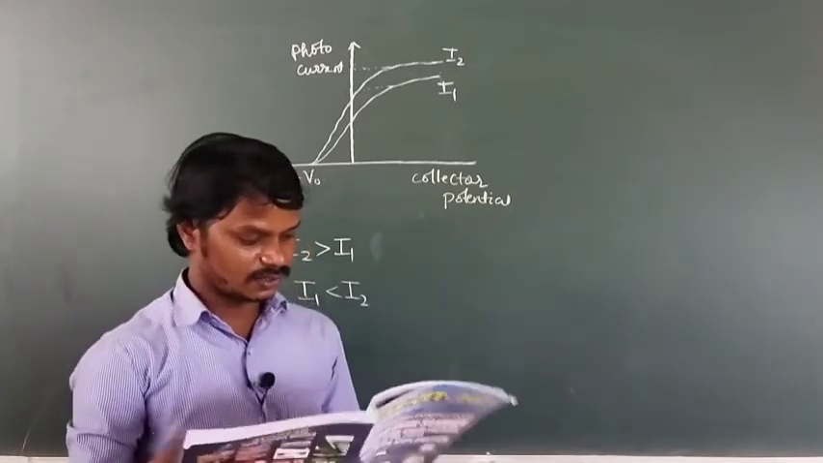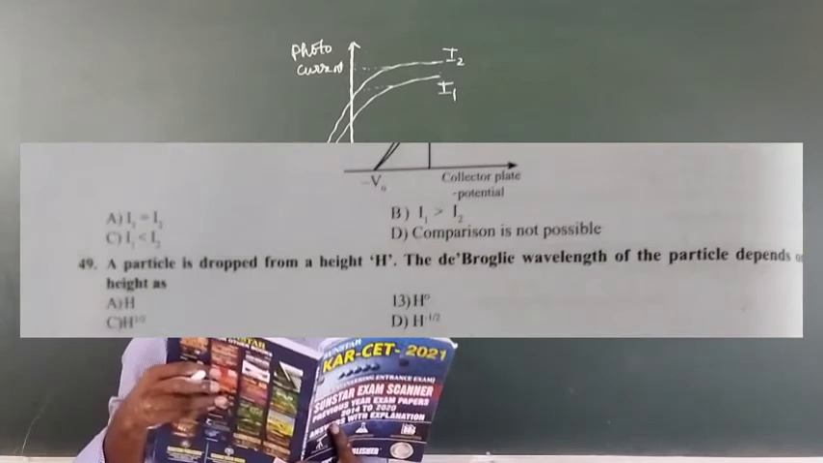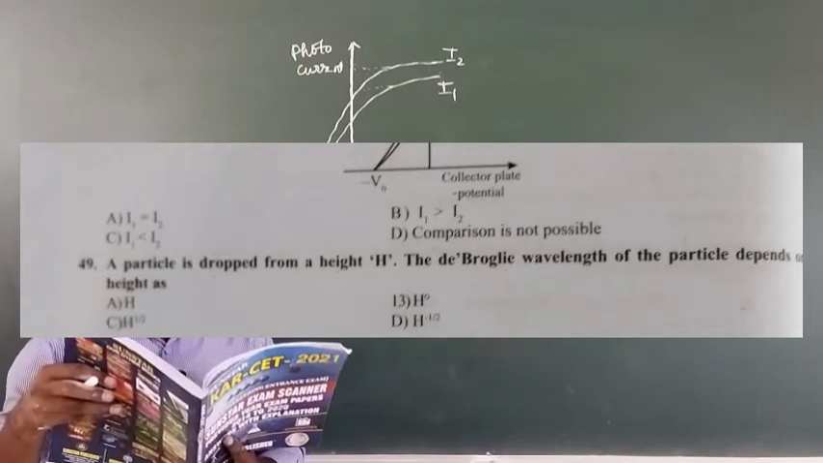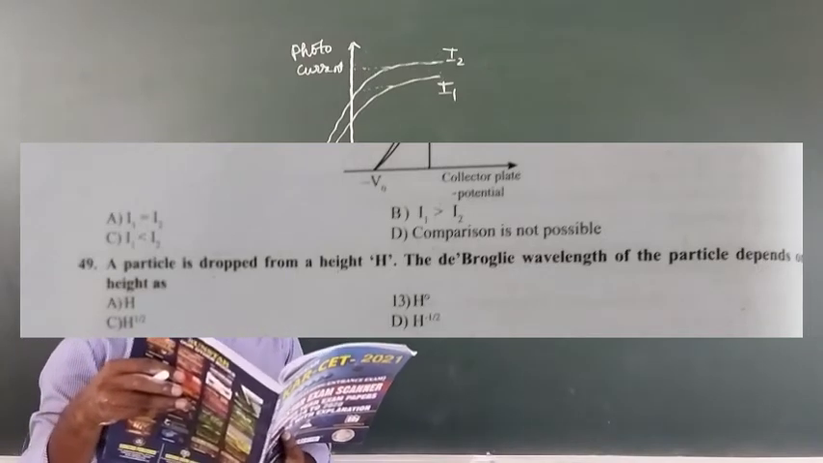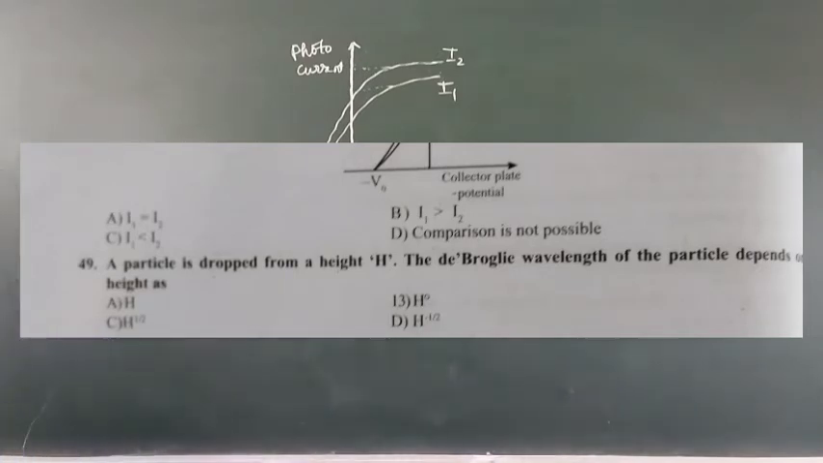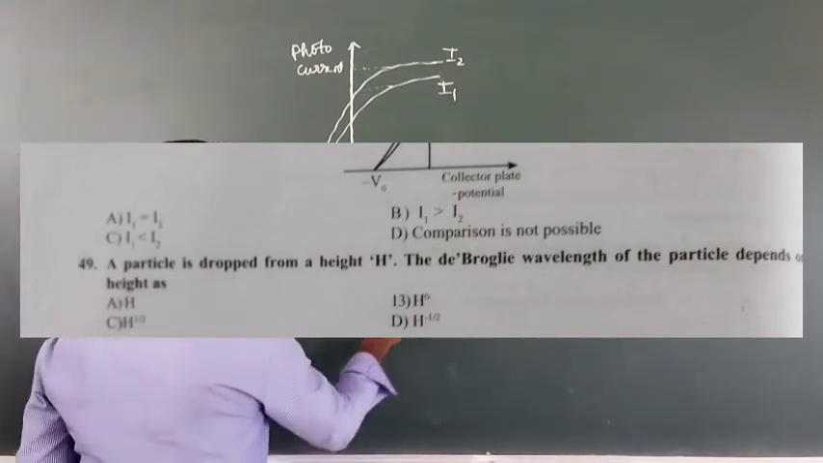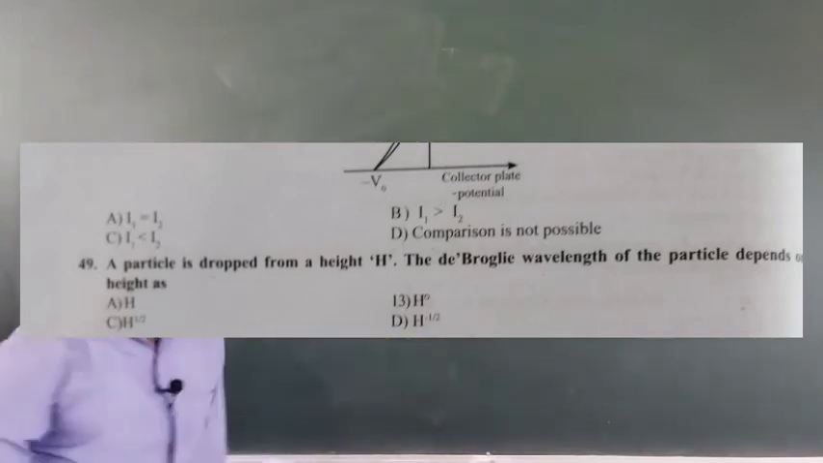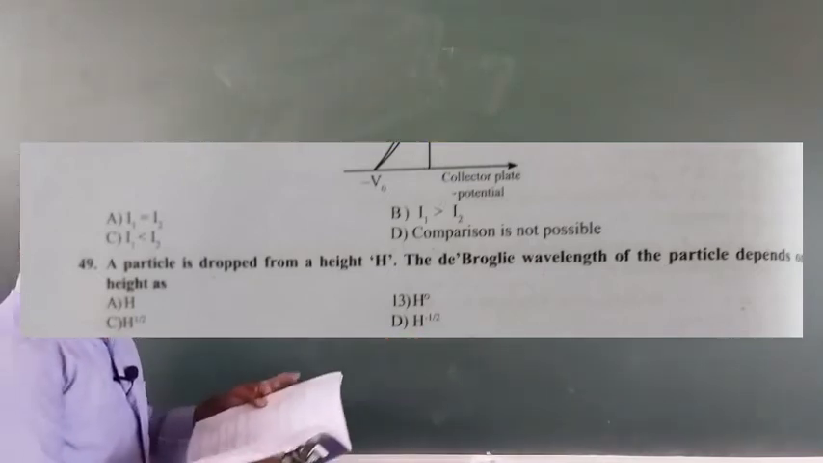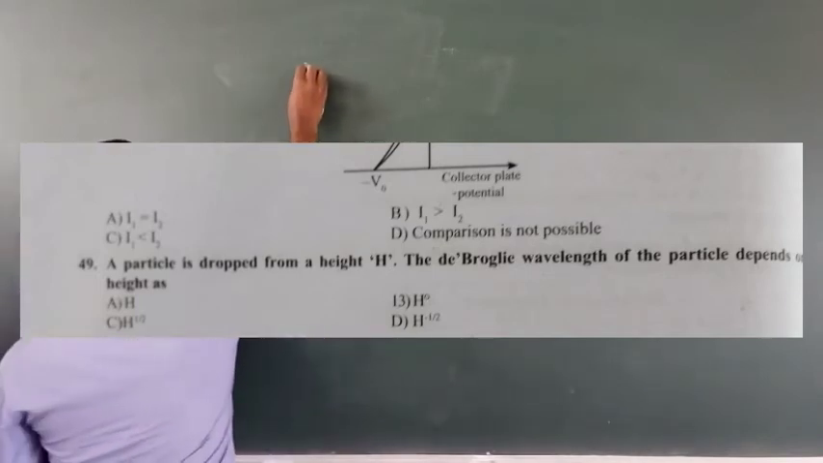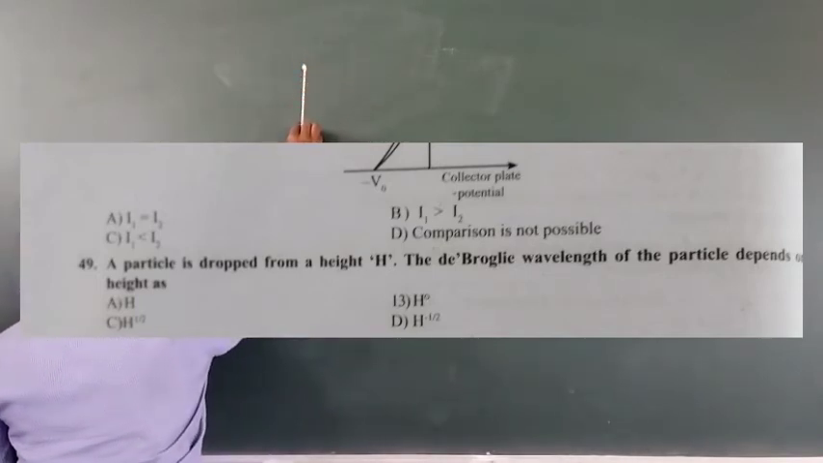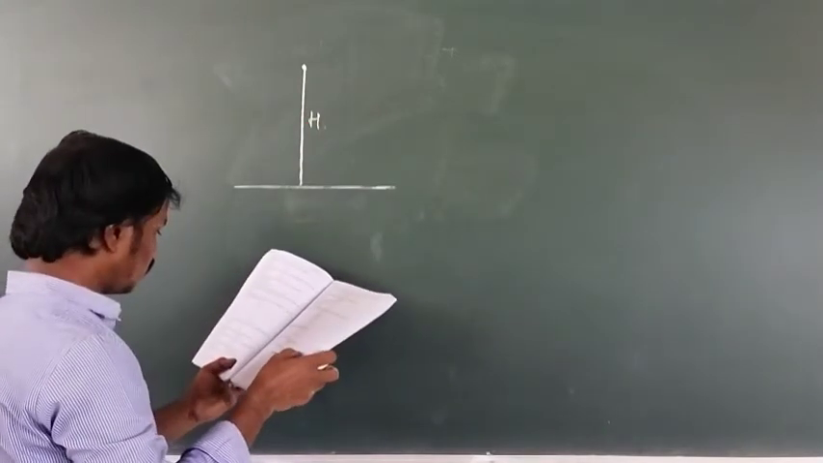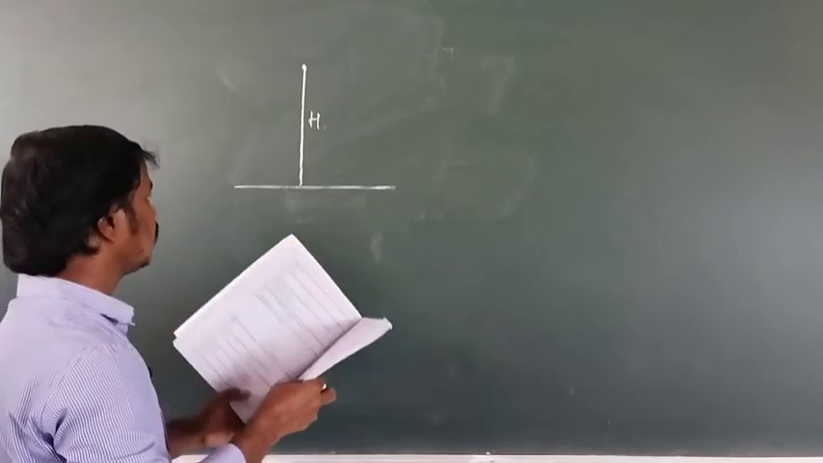Then next question. That question also asked in the year 2017. A particle is dropped from a height h. The de Broglie wavelength of the particle depends on the height as. Means how the de Broglie wavelength is related to the height. There is a particle. This particle is dropped from the height h. Now, the de Broglie wavelength of the particle depends on the height as.